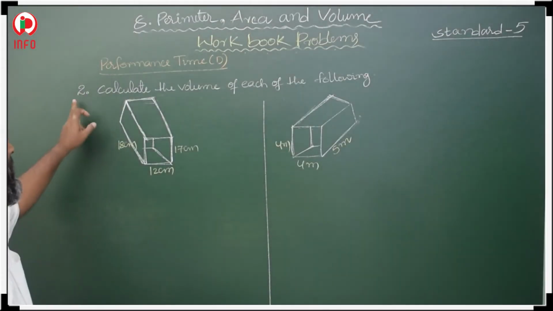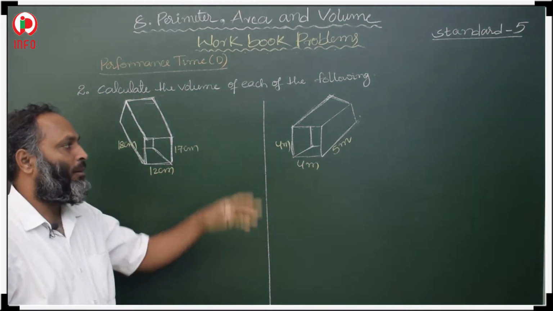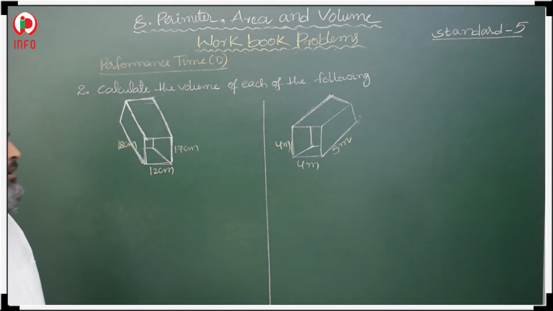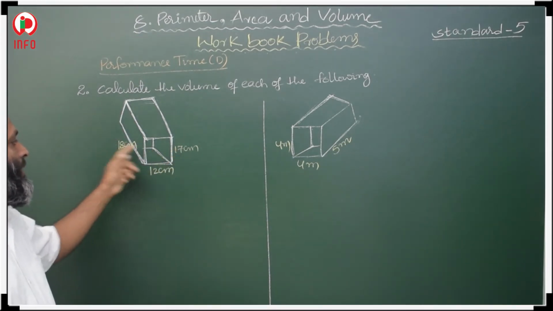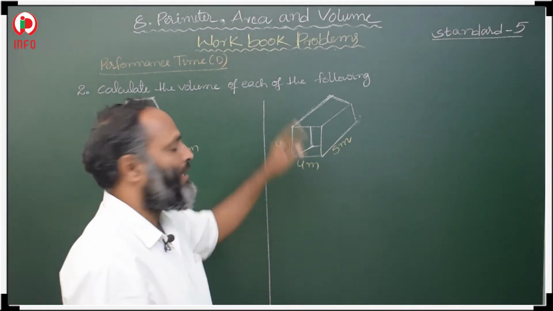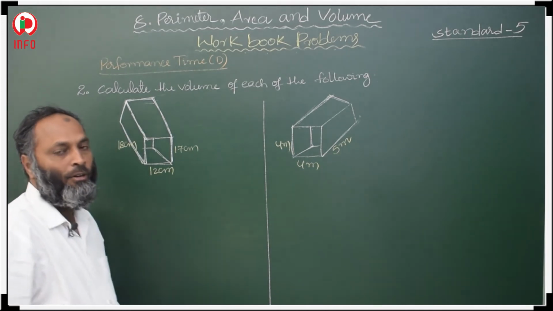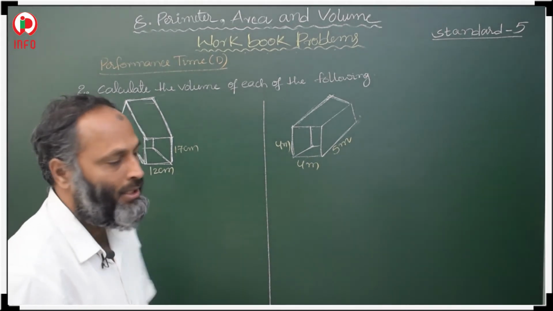Now, see here. In the performance time D, calculate the volume of the following rectangular blocks. In these rectangular blocks, length, breadth, and height are given. So, we have to find the volume, and the volume formula is length into breadth into height.